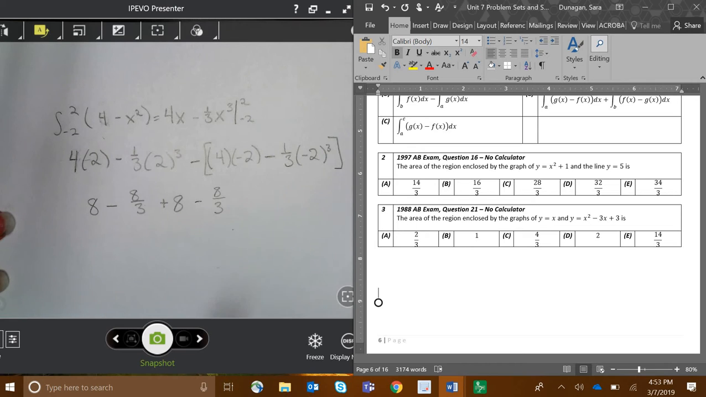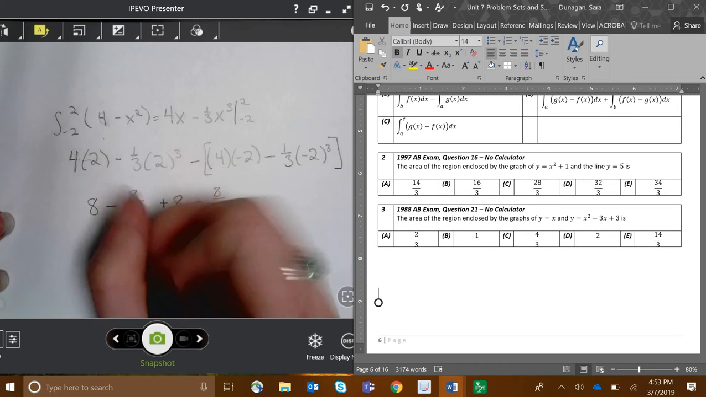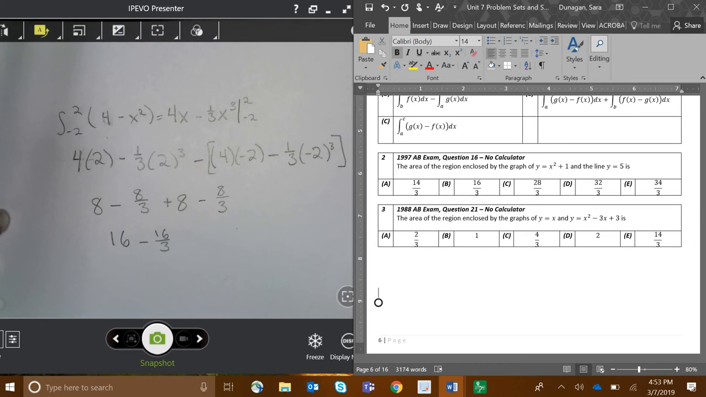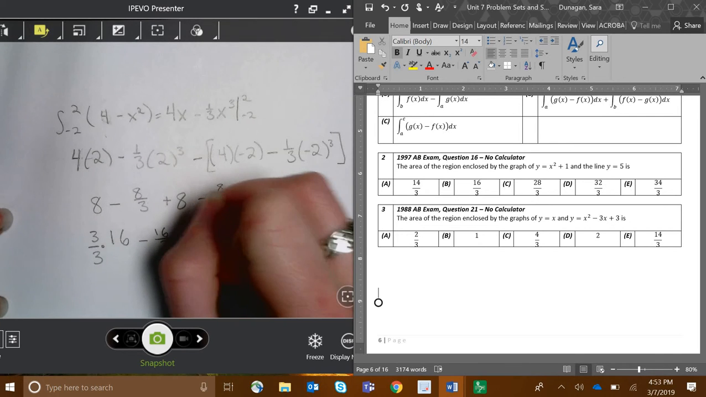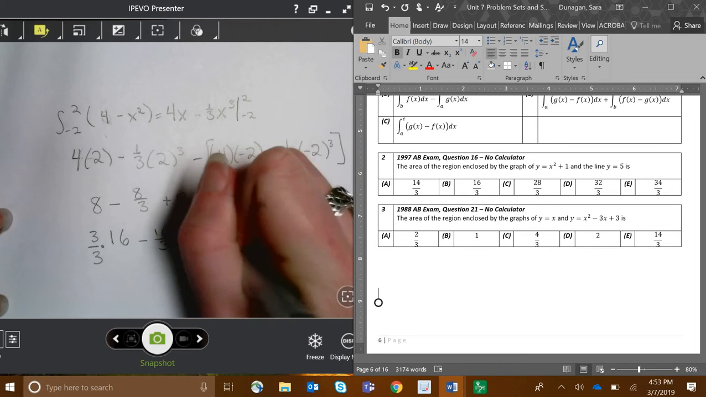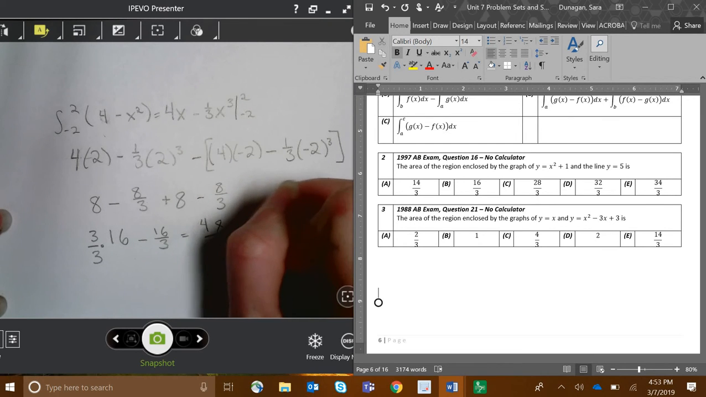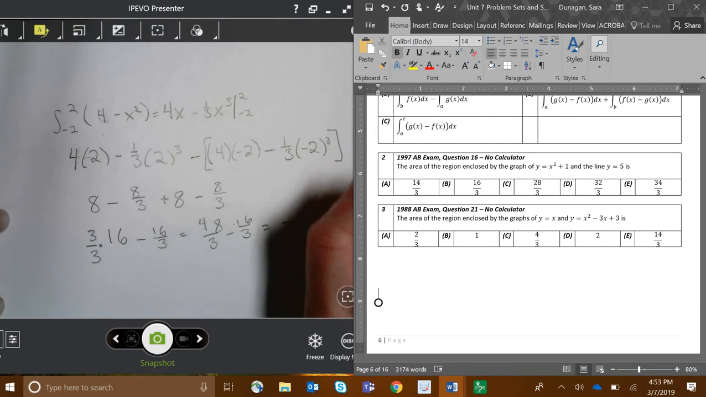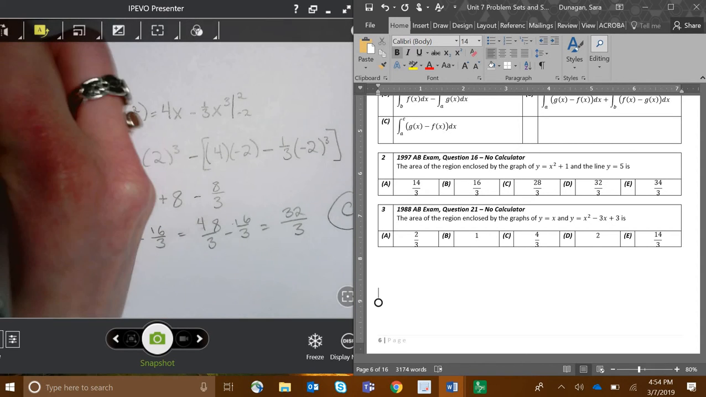So what we're going to do, we have a -16/3 and a 16. So we need to get the 16 over 3. If I'm going to do that, I need to multiply by 3 over 3. So that's going to be 48. So we have 48/3 minus 16/3, which finally gets us to 32, right? So it should be C for question 2.